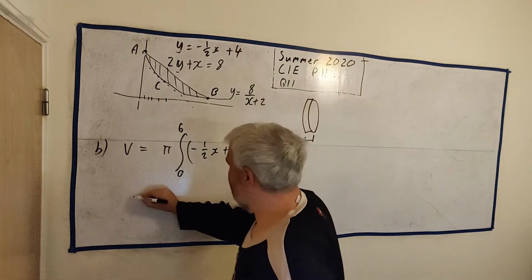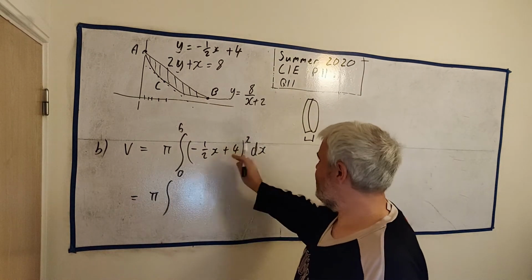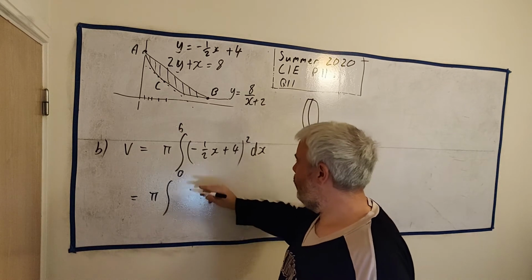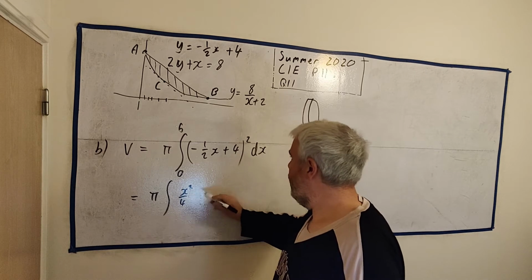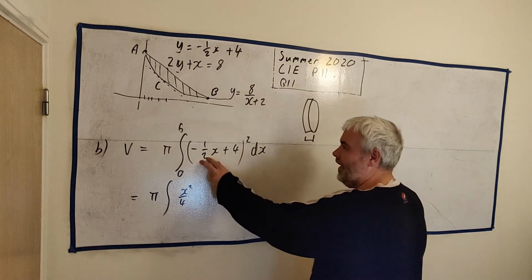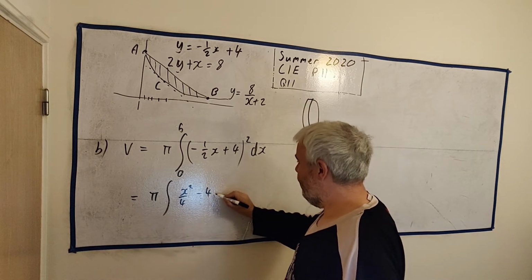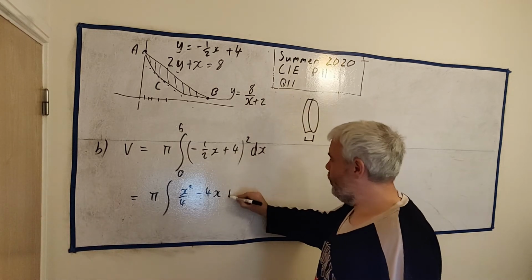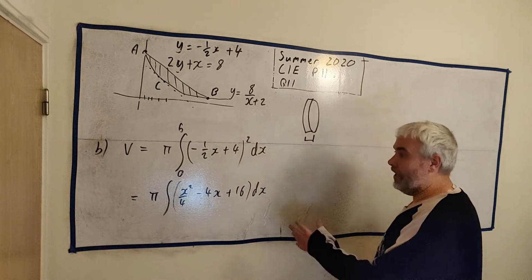So let's do this. Let's go pi. I won't put 0 and 6 in every time, to save myself some time. Let's square this out. We would get x squared over 4, and 4 times a half is minus 2. Two of those, we get minus 4x. 4 times 4 is 16, dx. So now we're integrating that.